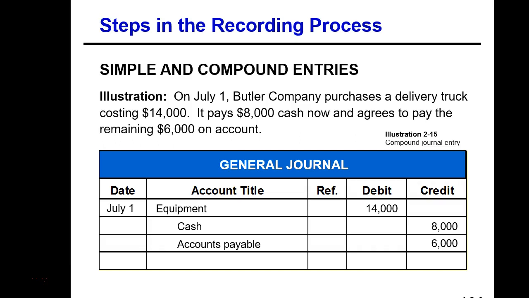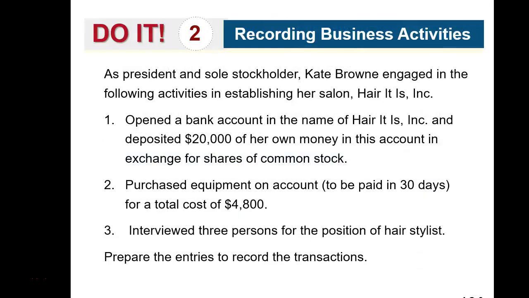It is not the number of accounts, but it is the dollar amount that must balance. The total on the debit side equals $14,000. The total on the credit side equals $14,000. Therefore, this transaction is in balance. Okay? Look at a few more transactions.